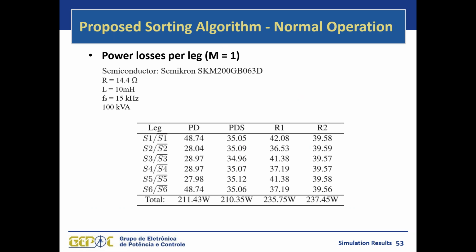Also, here we have a table with the power losses per leg of each one of the H bridges, so each one of the cells. For example, for the PD, we have these total losses. And for the PDS, we have very similar results for the total losses. But take a look here, we have an even distribution of the power losses among the cells, while for the PD strategy, we don't have this even distribution. The strategies R1 and R2, even though they result in well-distributed losses, also result in higher losses for the semiconductor devices.